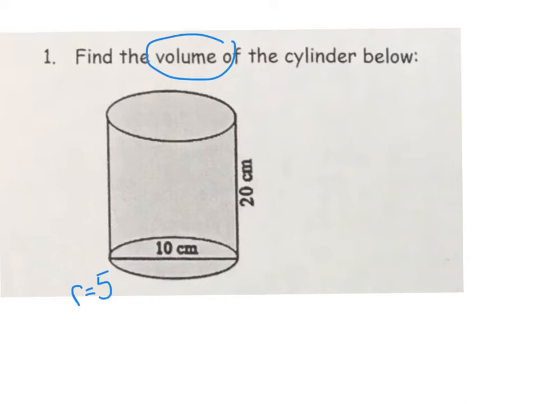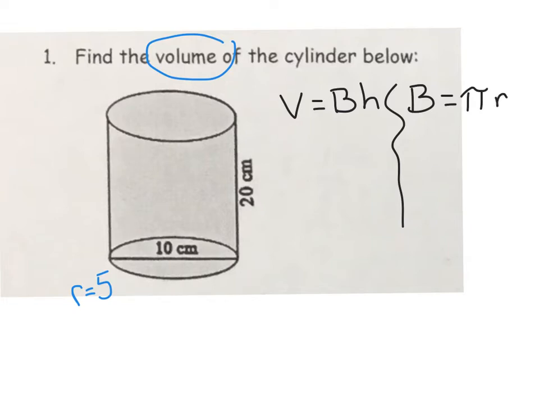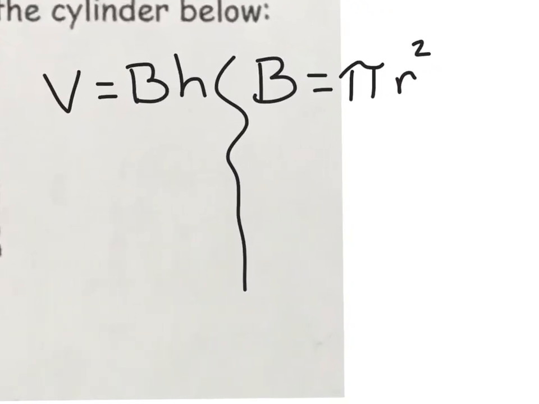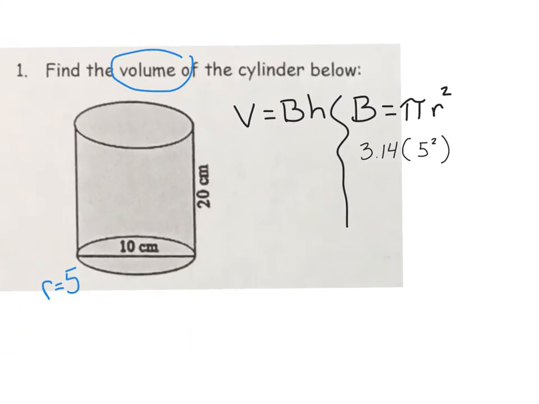Alright, so now that we have that, we can go ahead and write our formula for volume of a cylinder. If we remember, that is V equals area of the base times the height. So the capital B, which we have to do first, is pi times the radius squared. So I'm going to help you out a little bit on this one. I do know the radius is 5, so that's 3.14 times 5 squared. So go ahead and put that in your calculator.